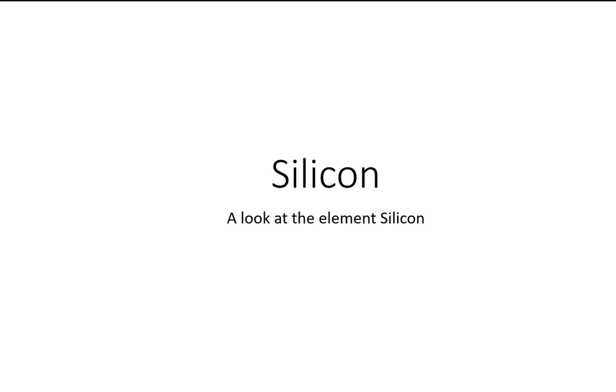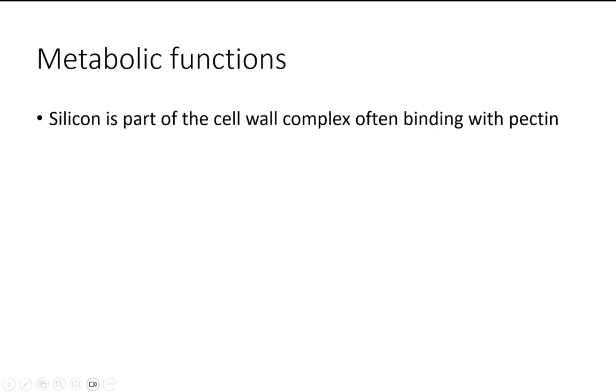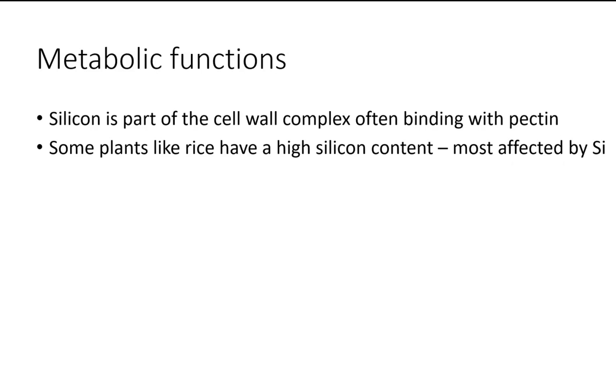Silicon. We're going to look at the element silicon and how it's important for plants. Silicon is part of the cell wall complex, often binding with pectin that helps create the outer part of the cell wall. It provides rigidity and protection for the plant. Some plants, like rice, have a high silicon content. Most plants are affected by silicon in some way or another.